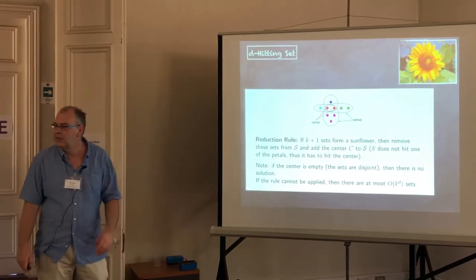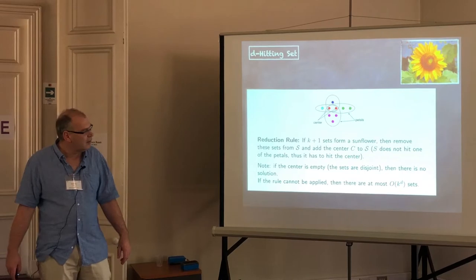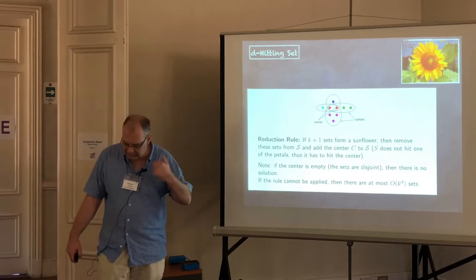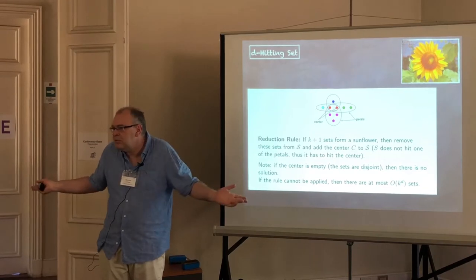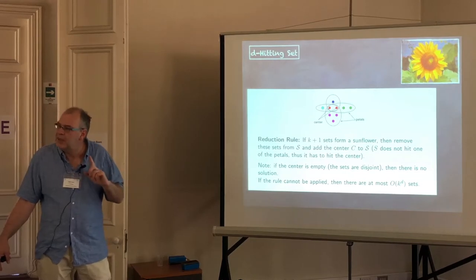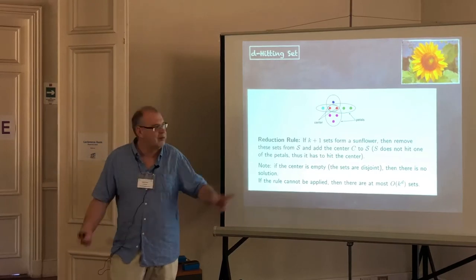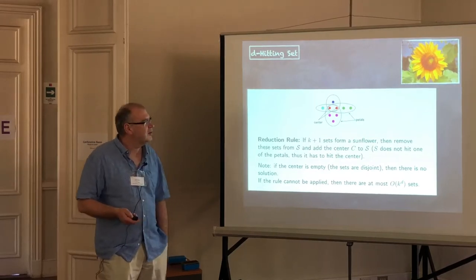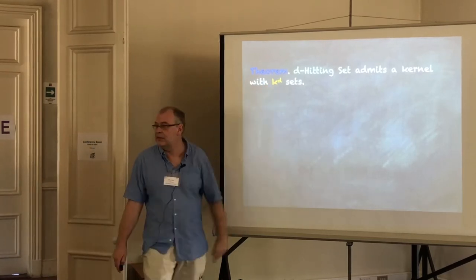Yes? If the set doesn't have d elements, then we just add some arbitrary elements to this new edge. Because you have to create a new set with the elements from the center. Yes, but if I have an element which doesn't belong to any set... No, at most d. You can do it also for the problem with exactly d, but you need a slightly different reduction rule. With at most d, it's much easier. Okay, so this means that d-Hitting Set admits a kernel with k to the d sets.